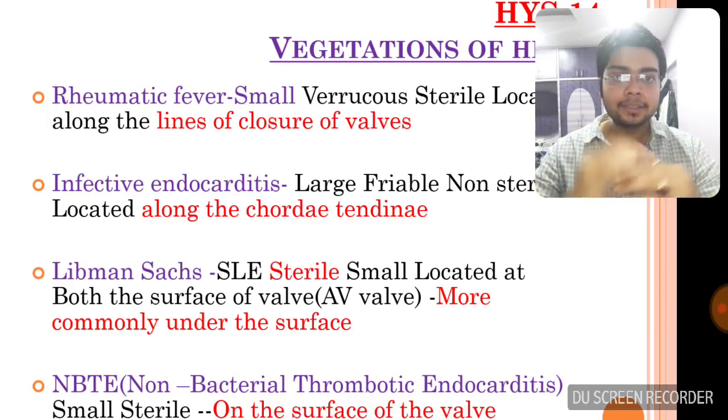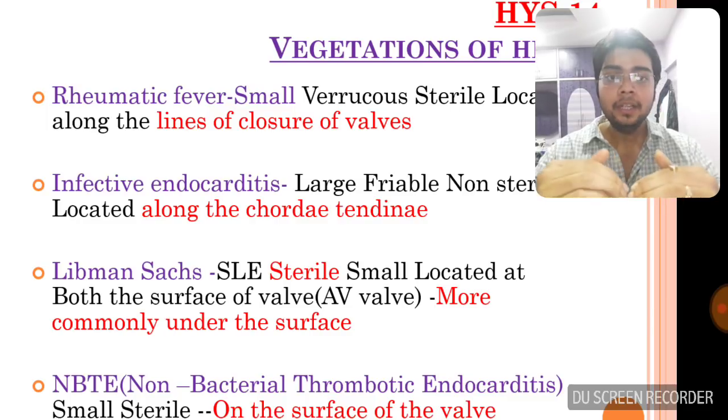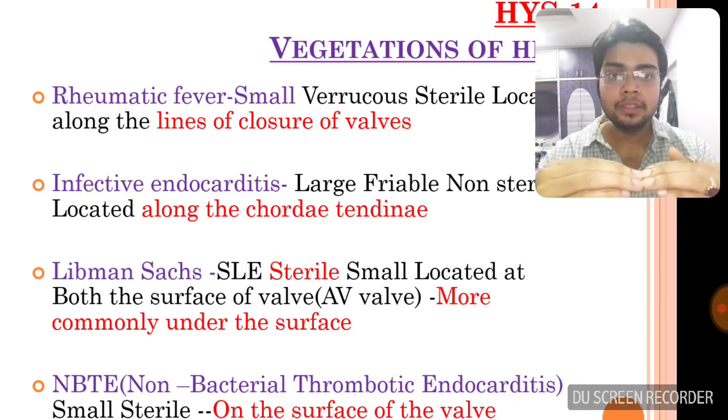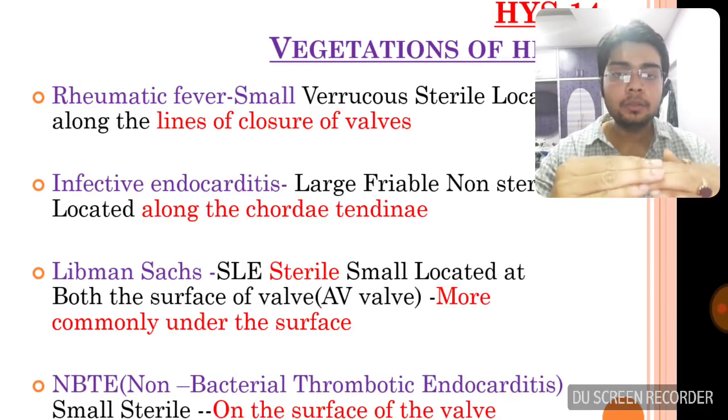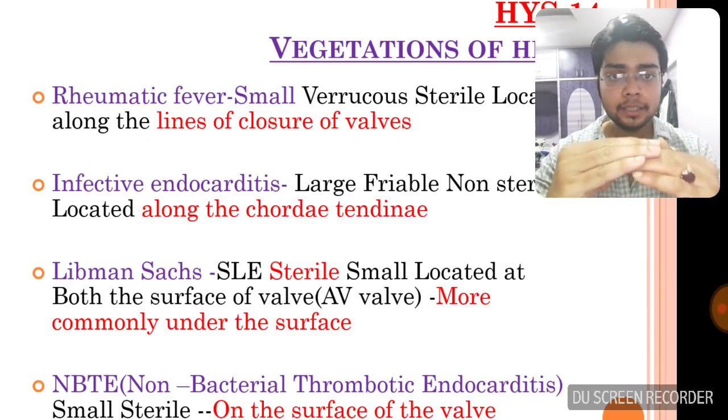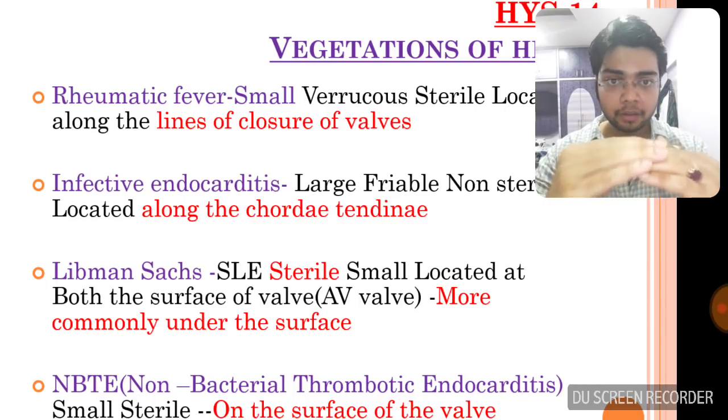Libman-Sacks endocarditis vegetations are also sterile. They will be seen most commonly in SLE, and they are small and located on both surfaces of the valve, above and below the AV valve. But more commonly on the undersurface. So you have to learn that it will be more commonly on the undersurface of the valve.